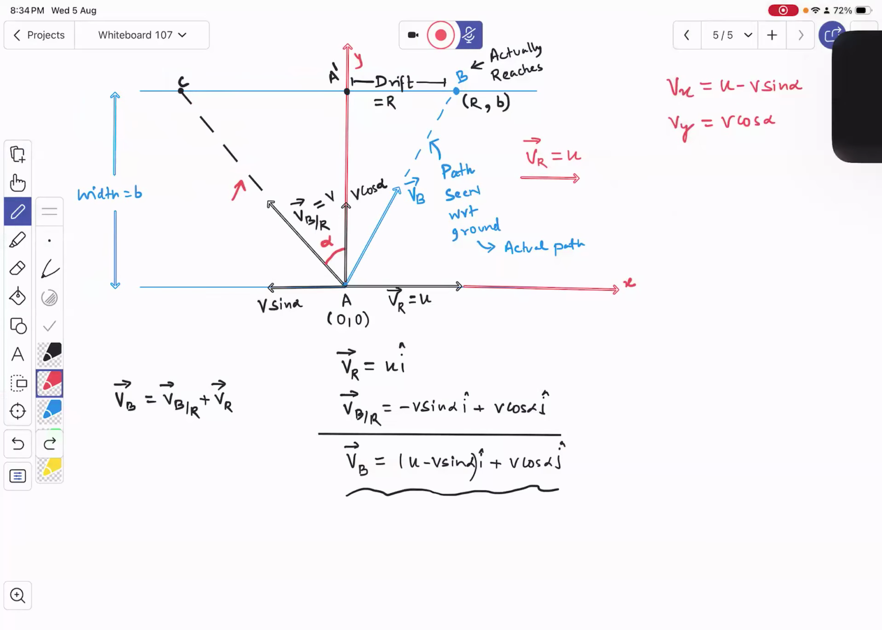I'll repeat whatever I've told. The moment we know the velocity of the boat with respect to the ground frame, it becomes a question in which I know a particle is traveling with constant velocity along x and constant velocity along y. So the first thing that we have to find is the time to cross the river.